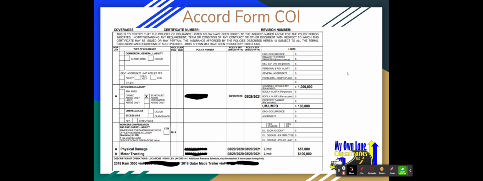Scheduled policies cover only the trucks or units, because as you've seen, maybe it's just a bunch of trailers, but only what's listed on the policy is what is actually covered. There is not any blanket coverage available in commercial trucking. Okay, so just another look. I'm not quite sure why this was put in twice, but just another look at the Accord form.